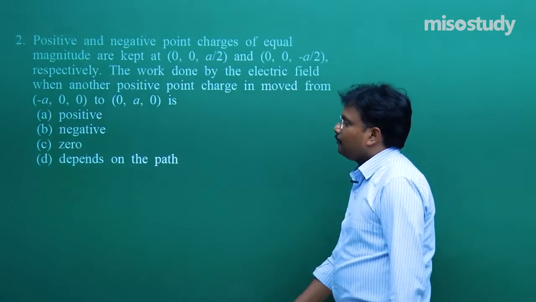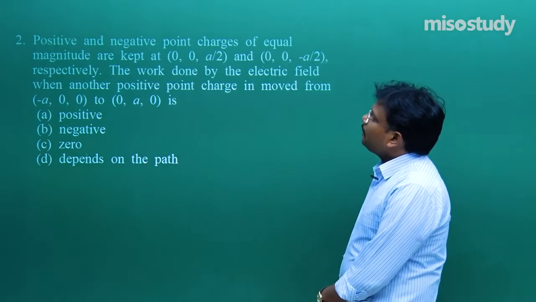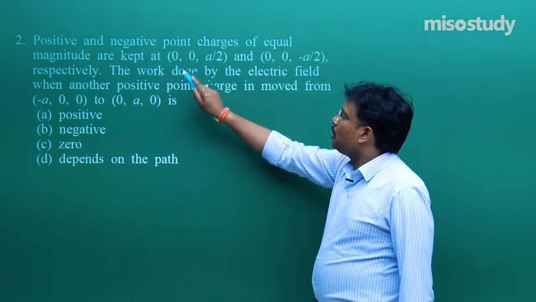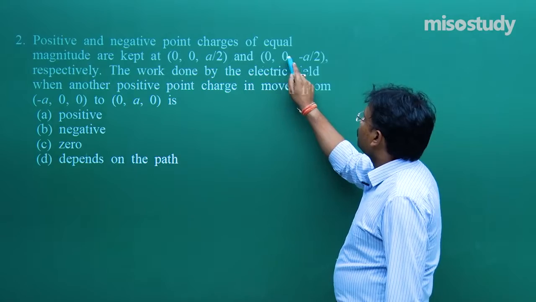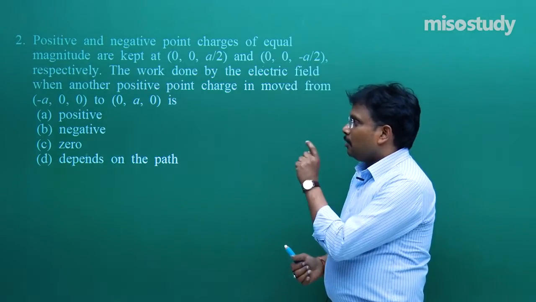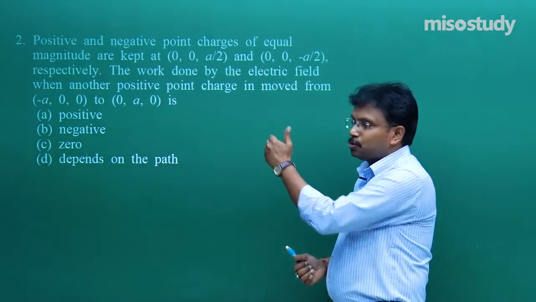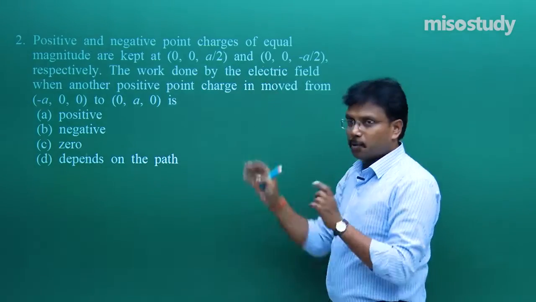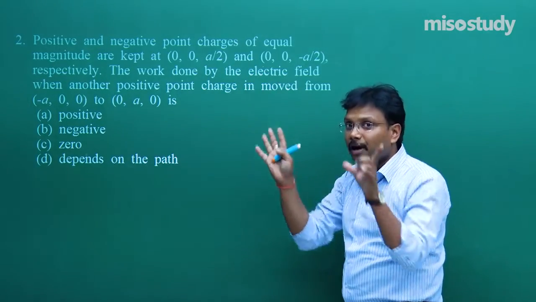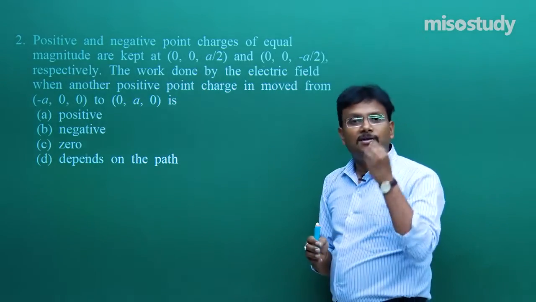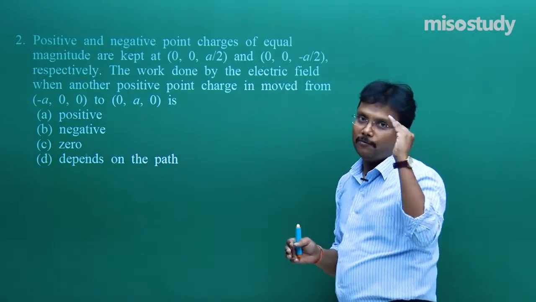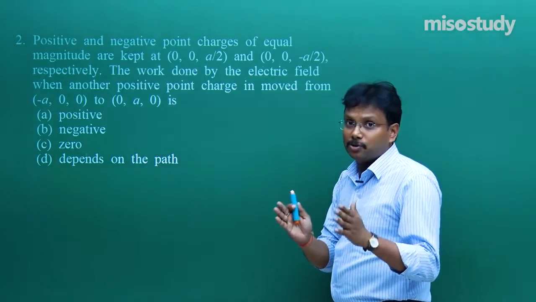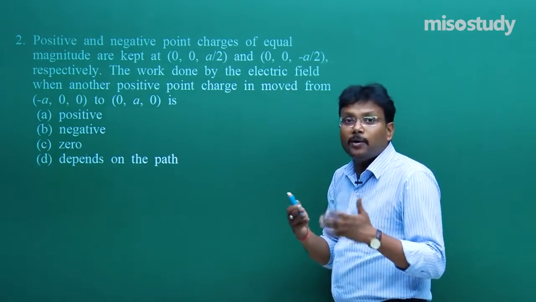Now go for the second one. Positive and negative point charges of equal magnitude are kept at 0, 0, a by 2 and 0, 0, minus a by 2. Now, specifically I picked these 2-3 questions without diagrams, reason being, if you are able to read the question and visualize the situation in 3 dimensions, means you can draw the diagram, then 50% of your problem is over. So that's why read the problem carefully. This habit should be within your approach. That is required. So if it is not there, please try to inculcate it.